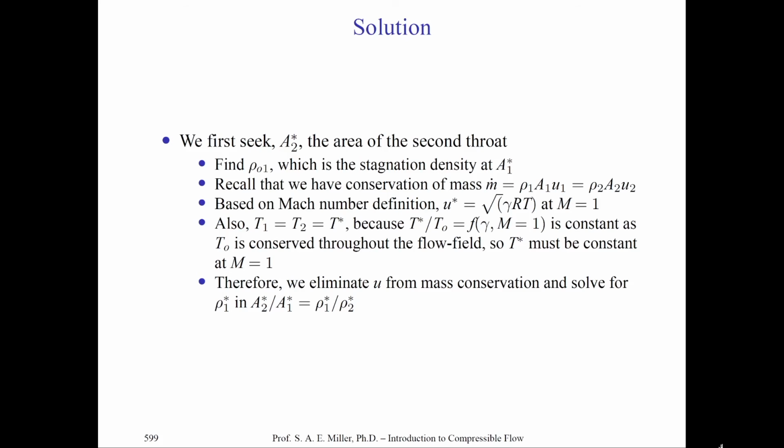Now based on our Mach number definition, say c equals the square root of gamma RT, and c star equals u star at M equals 1, we can write u star equals the square root of gamma RT at the particular throat. Now remember, T1 must be equal to T2 in this case, which is T star, because T star over T naught is only a function of gamma and M equals 1, which is constant as T naught is conserved throughout the whole flow field.